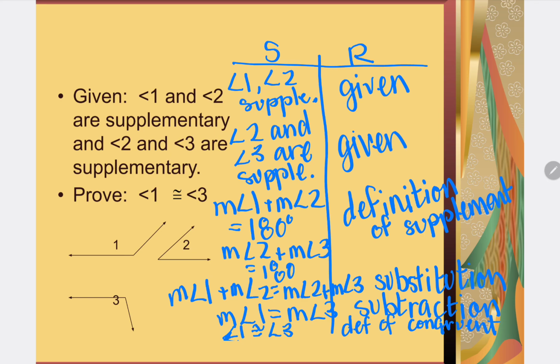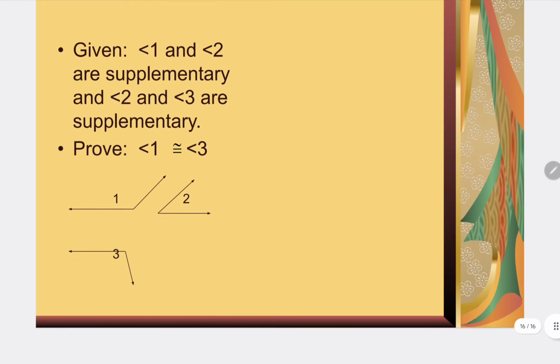Okay, so another proof there. And I hope that's been a useful introduction to proofs in algebra and geometry.